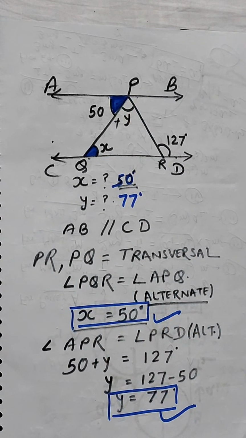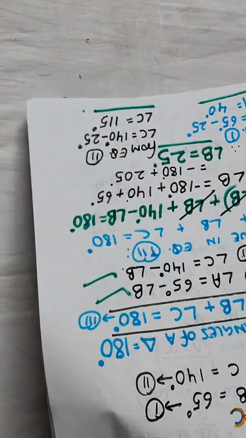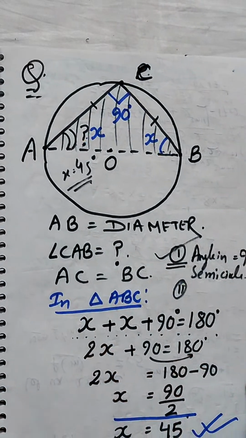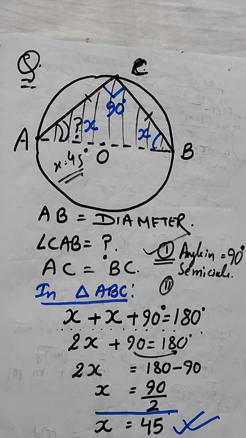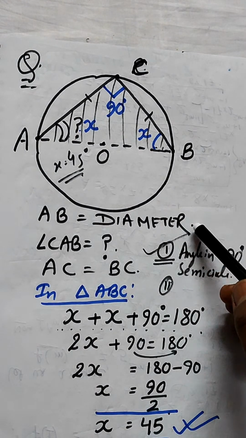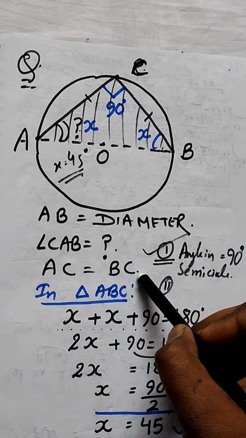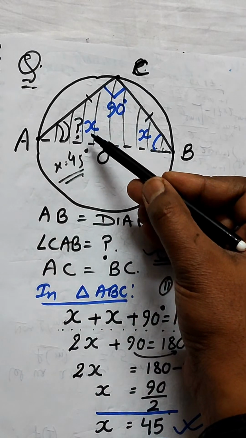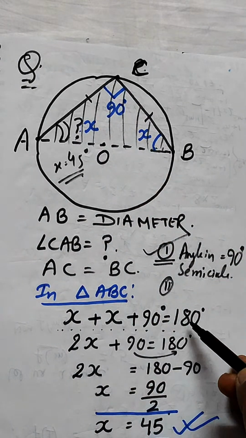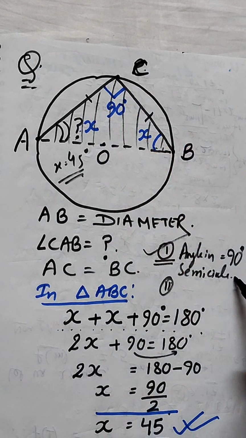So I have explained this question, the triangle inside the circle. If AB is the diameter and AC equals BC, this is also the data given. We need to calculate the angle CAB. So we applied the concept that the angle in a semicircle is 90 degrees, right?